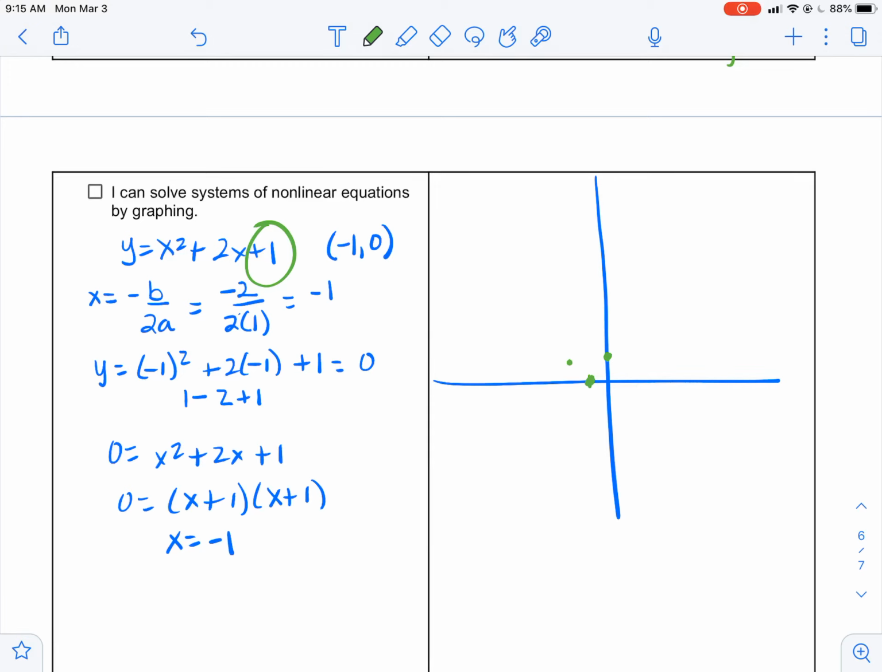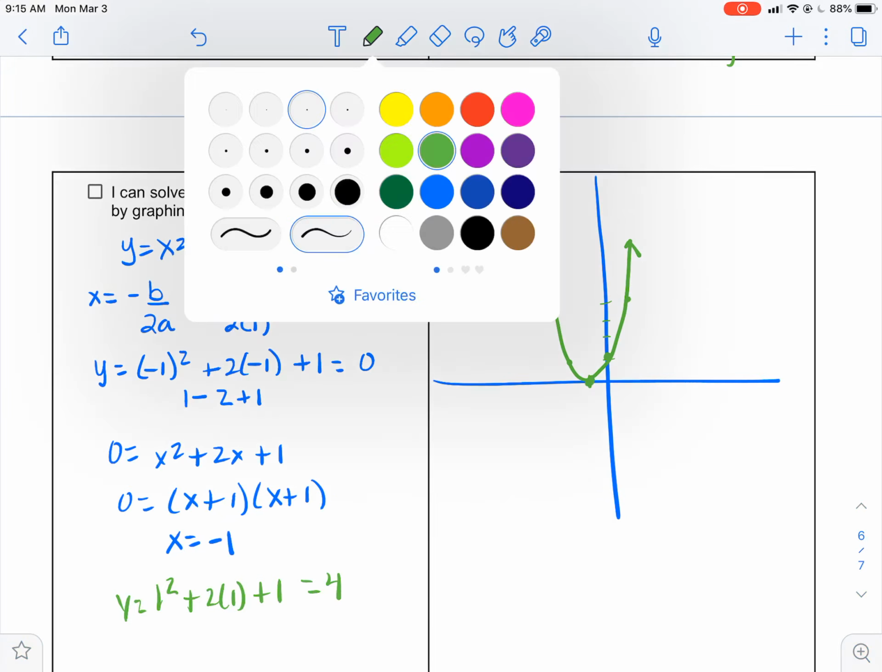And then I could put in 1. Let's put in a 1. So that's going to give me 4. So I am at 1, 4. So I count 1, 2, 3, 4, roughly up here. And again, my reflection point. So here is my graph. Okay, very poor graph. Let's see if I can straighten that up just a hair. Yeah, a little bit.